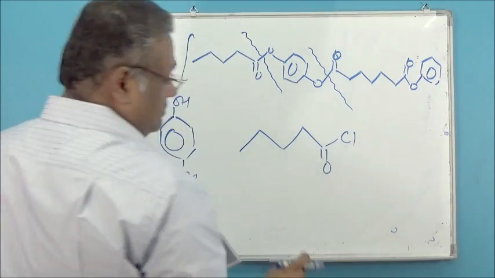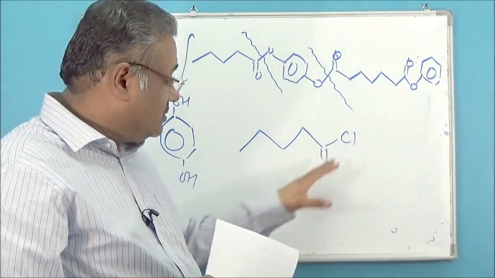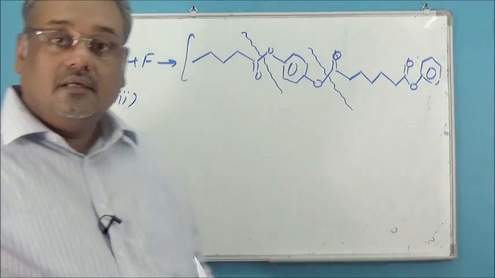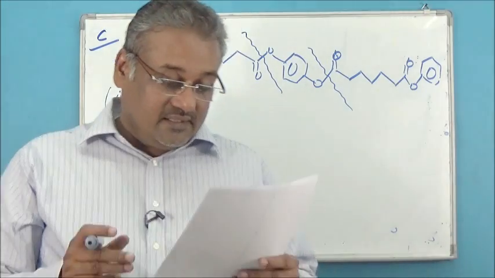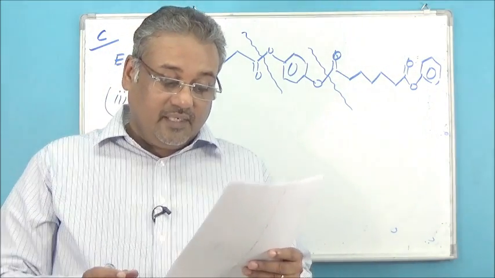So I could put a Cl. Don't forget, I can even put OH there. It could be a carboxylic acid, could be an acyl chloride. Both answers are correct. Now for the third question, it says suggest the conditions needed to make the polymer G from E and F in your lab.